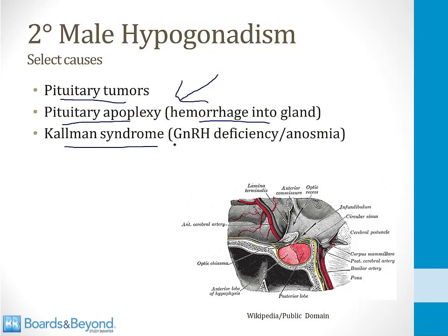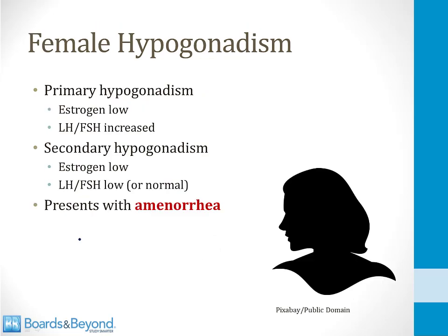Kallmann syndrome is a GnRH deficiency that occurs in association with anosmia. This also can cause secondary hypogonadism, and I talk about Kallmann syndrome in more detail in the endocrine video on reproductive hormones. Now let's talk about female hypogonadism.